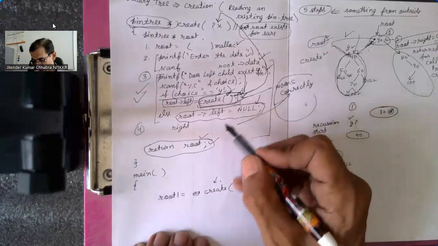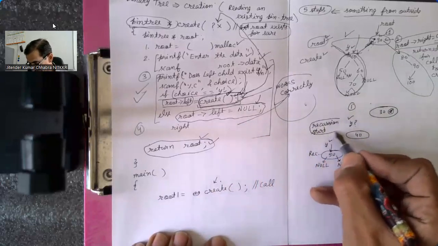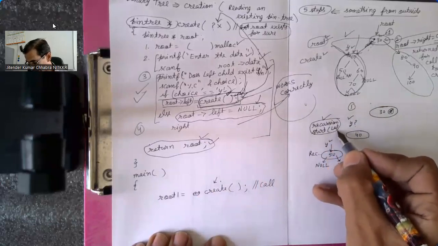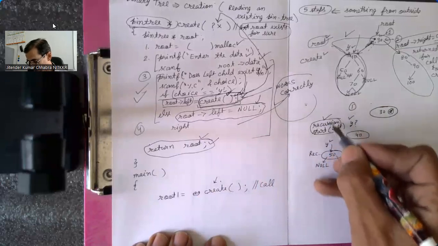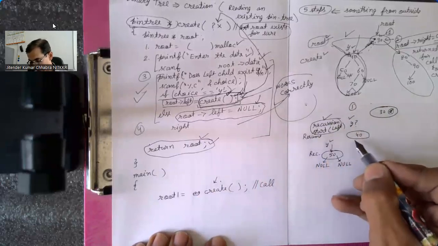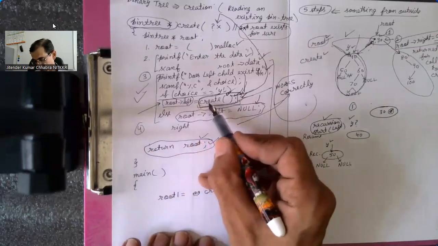As soon as you return, the previous recursion resumes. The previous recursion was here, and that also for the left side. So this resumes. Resuming means now this statement works: root arrow left equal to returned node.